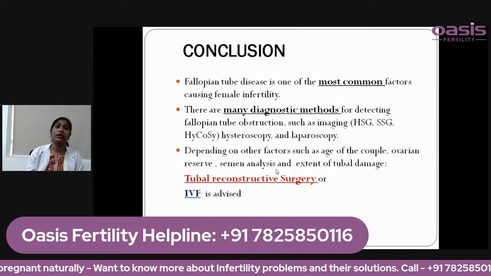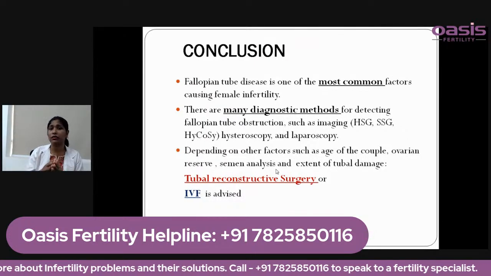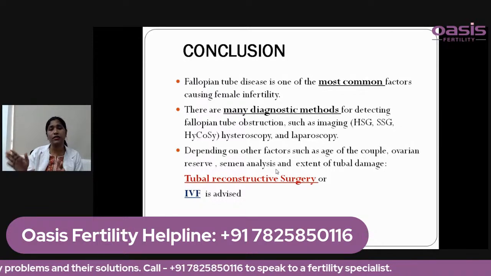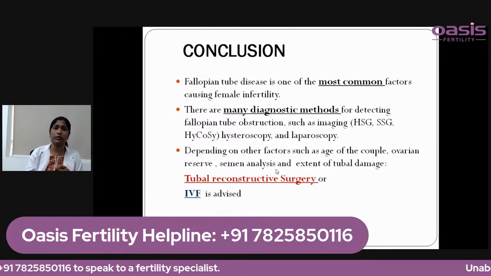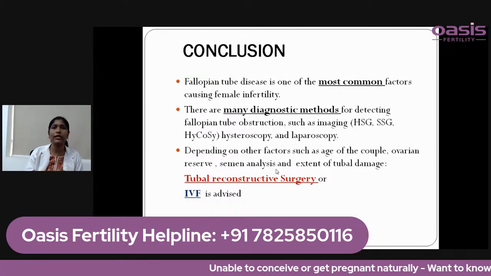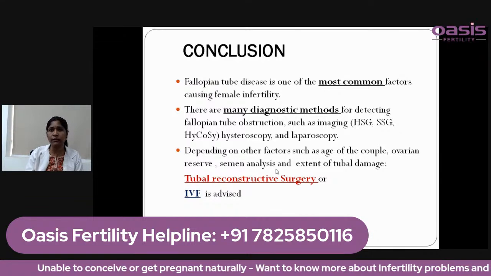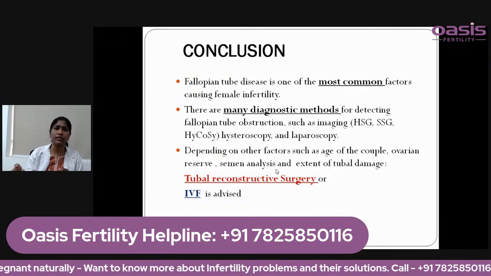So to conclude, fallopian tube problem is one of the most common reasons, around 35% or one third of the causes of female infertility are because of fallopian tube related problems. And second, there are many diagnostic methods available. We have simple OPD daycare tests like hysterosalpingogram, saline sonogram or HyCoSy tests. And we also have 100% confirmatory tests such as laparoscopic surgeries.